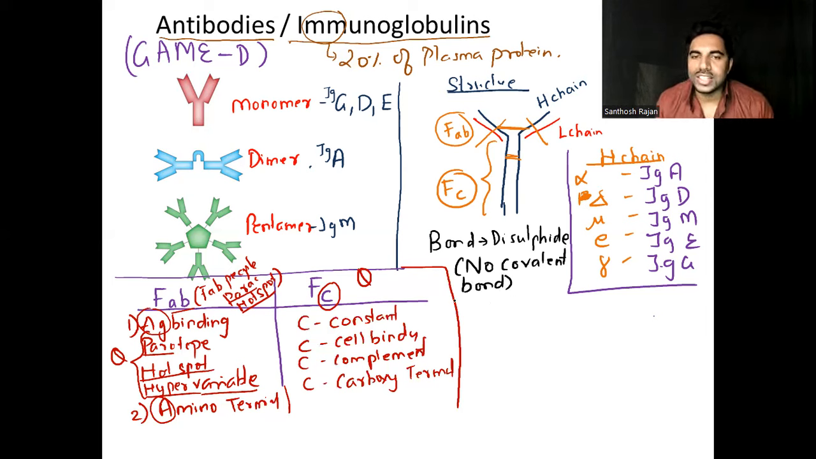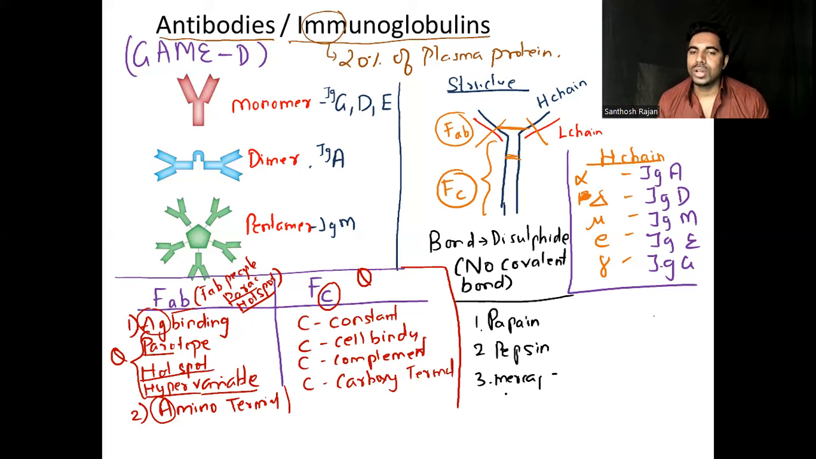And there is something called enzyme digestion. There are three substances that can digest the immunoglobulin. That question will be asked. Very easy. What are the substances? One is papain. Second one, pepsin. Third one is mercaptoethanol. Okay.